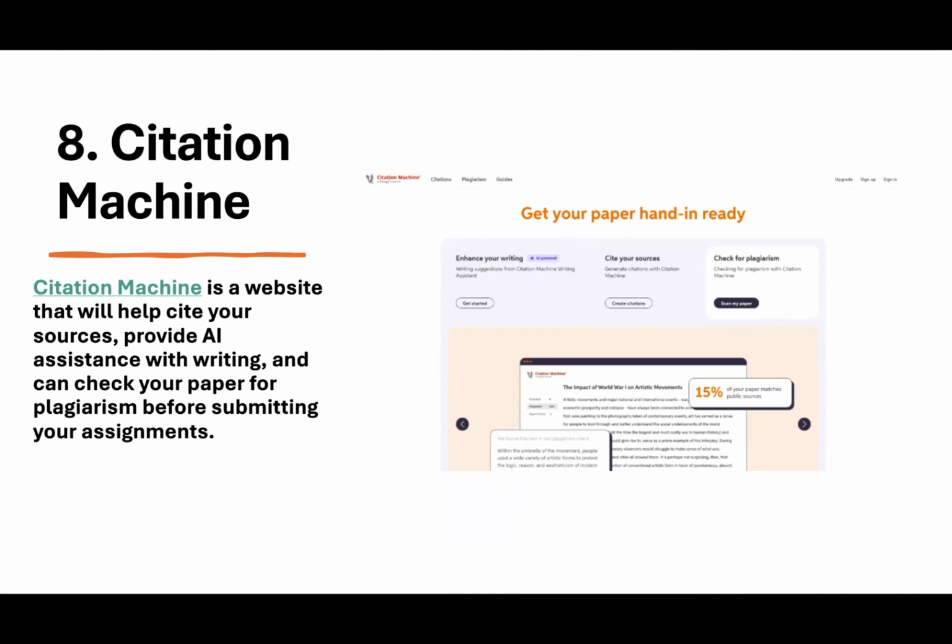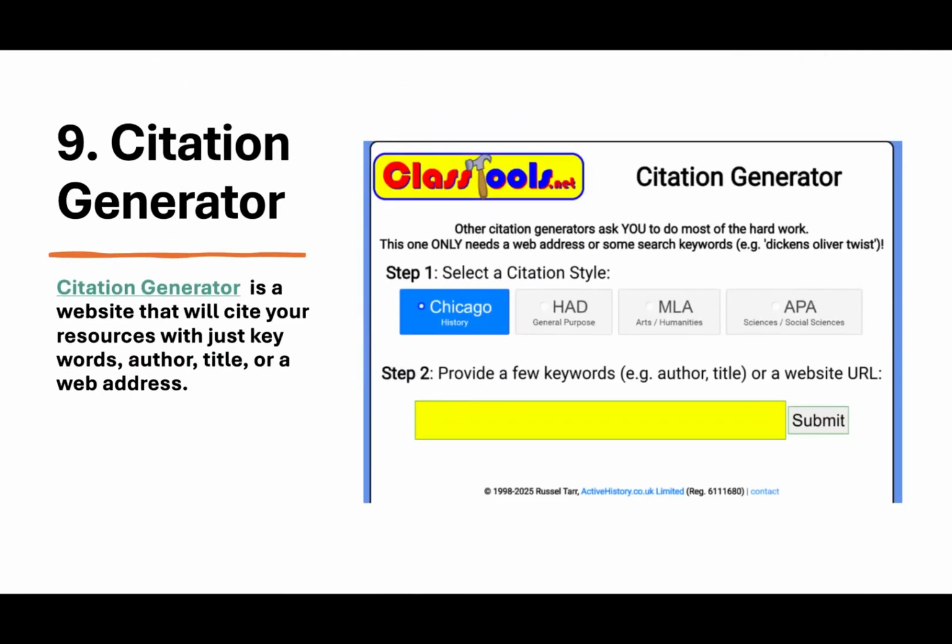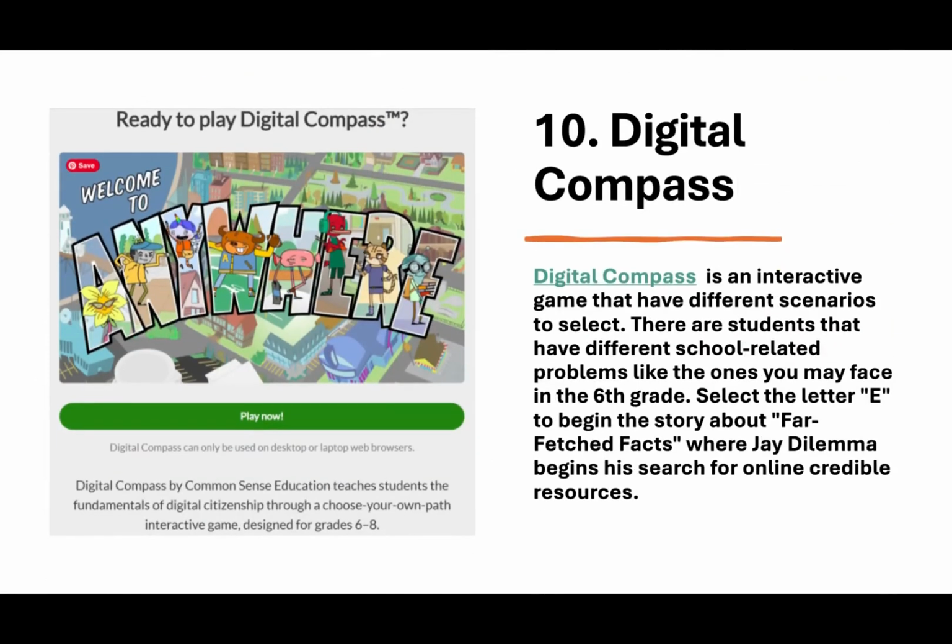Citation Machine is a website that will help cite your sources, provide AI assistance with writing, and can check your paper for plagiarism before submitting your assignments. Citation Generator is a website that will cite your resources with just words, author, title, or a web address.